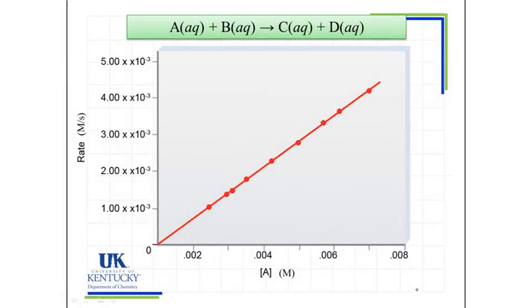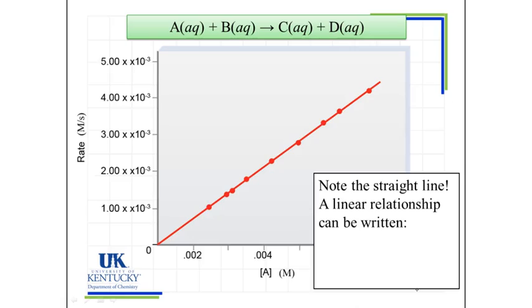Now here's a reaction, A plus B going to C plus D. I have one coefficient, and somebody did some experiments. They noticed that as the reaction takes place, and they monitored it many times, at certain concentrations of A, the reaction took place at various rates, and they found a nice straight line. This straight line tells me it's a linear relationship, a direct proportionality. So we could say that the rate of the reaction is directly proportional to A.